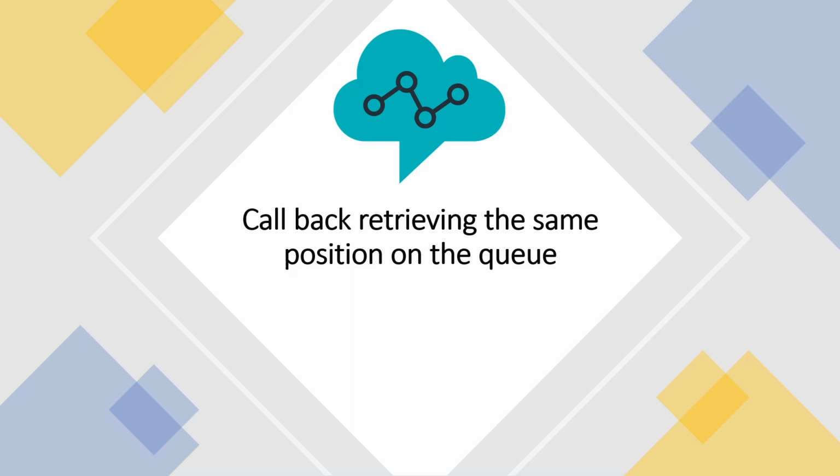Hello everyone. So in this video, we're going to talk about callback retrieving the same position on the queue. We're going to talk about how we can implement it, how we can deploy this contact flow on the Amazon Connect. Amazon Connect has an amazing feature called the callback feature, so a customer or caller can retrieve the same position on the queue and get a callback. So customers do not have to wait in the queue for hours and hours.